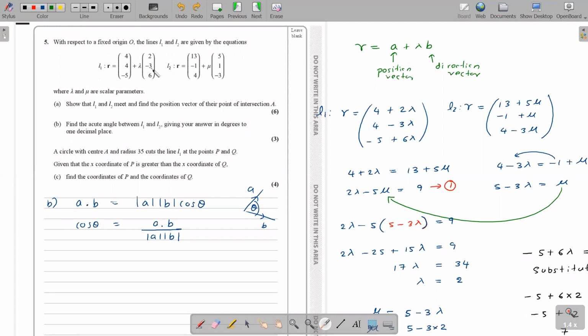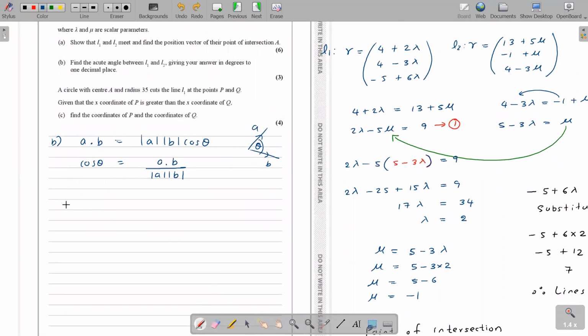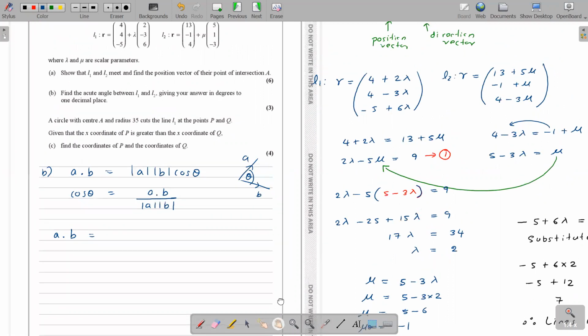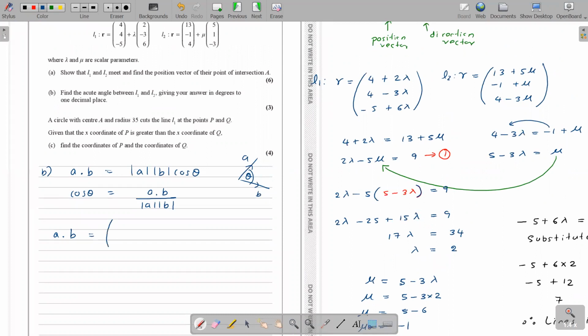So what are A and B here? The direction vector of the first line is 2, minus 3, 6. The direction vector of the second line is 5, 1, minus 3. So shall we take the dot product of the two direction vectors, A dot B? 2, minus 3, 6 dot product with 5, 1, minus 3. What do we get? 10, minus 3 into 1 is minus 3, 6 into minus 3 is minus 18. How much do we get? Minus 11.